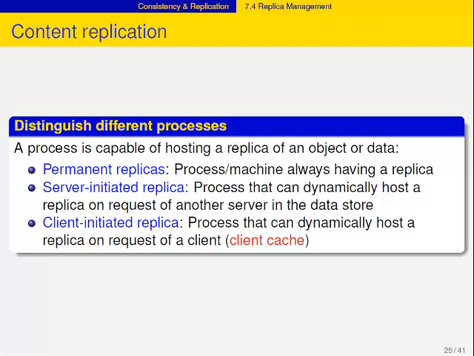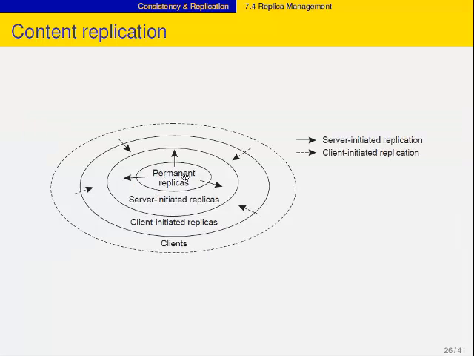Installed at the client. Now, the interesting thing about a client, and then you get kind of this picture. You have your permanent replicas. This is the abstract view. Your permanent replicas, your origin server. Around that, you have a bunch of server-initiated replicas. This is where, let's say, your origin server takes the initiative to place content at other servers. And then around that, you actually have clients.